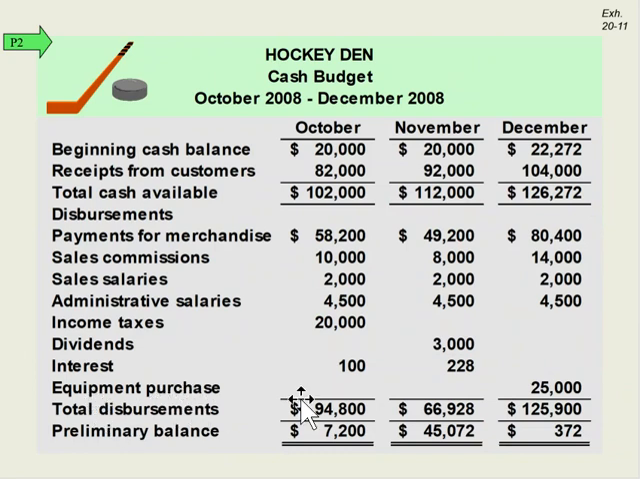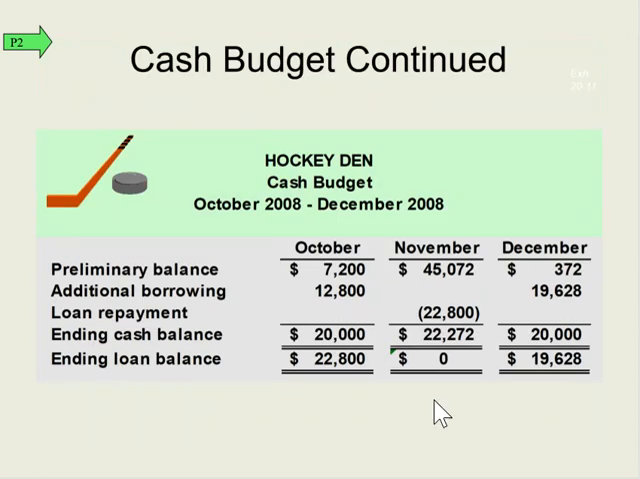Remember, they did decide to buy some equipment. That would be in December. That's again going to leave them a little short since they want to keep $20,000. So they will have to borrow again in December, this time $19,628 to get to their $20,000 minimum in the bank. So their ending loan balance, and the whole process will start again for the next quarter.